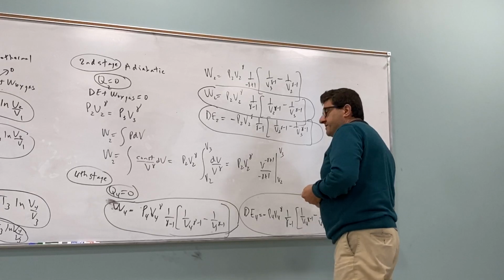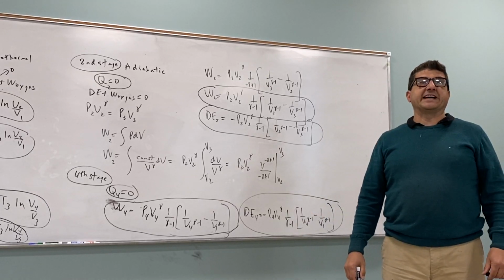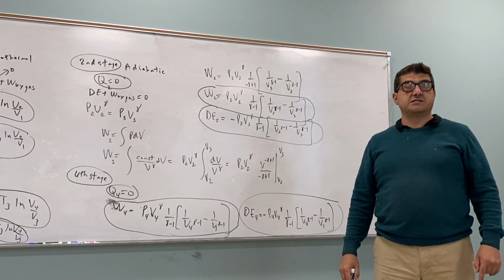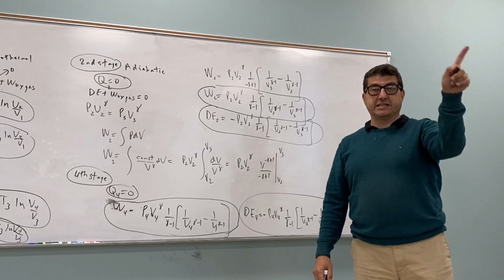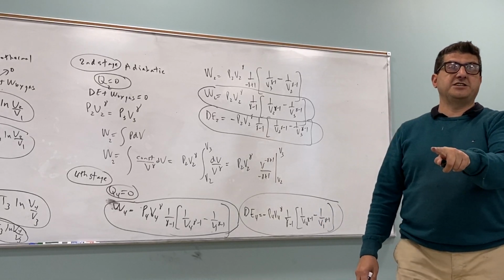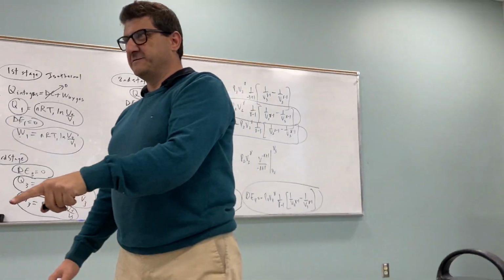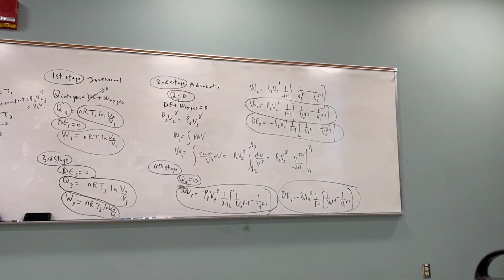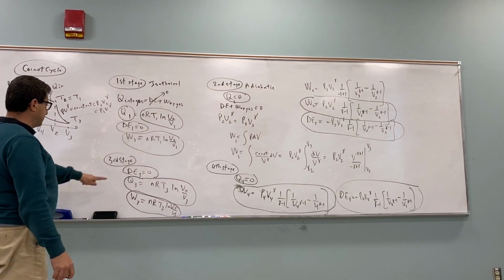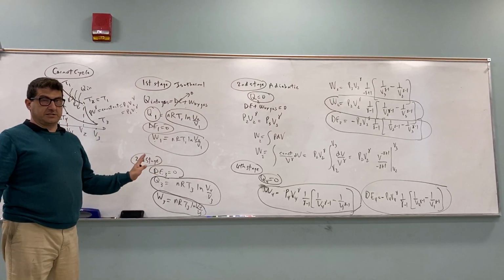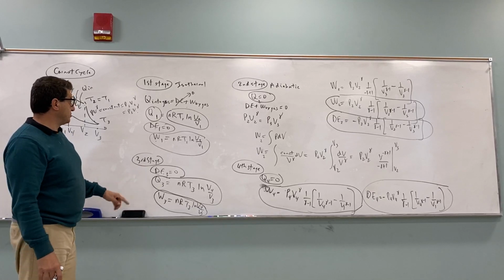Now, what should happen if I did it right? If I add up all the delta E's, remember we did a complete cycle on Monday? The delta E's should all add up to 0. I should come back to the same state, right? The delta E's, no matter what cycle you have, should always add up to 0.